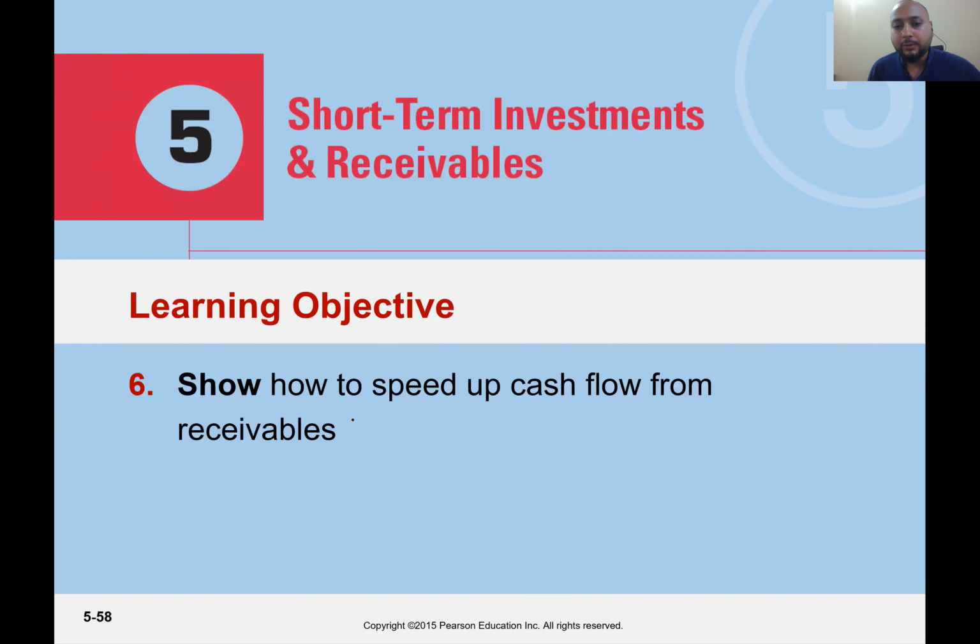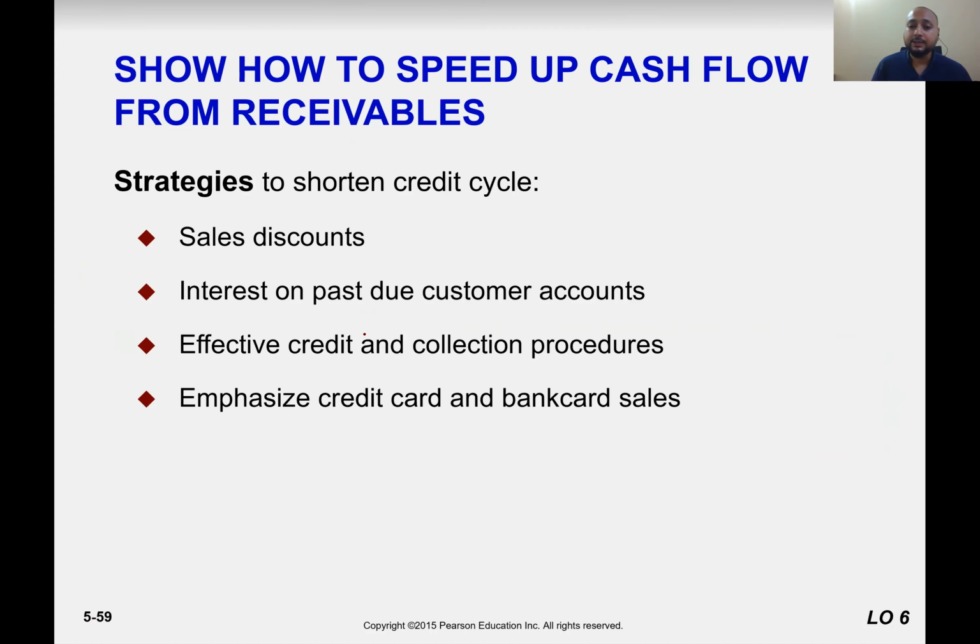So show how to speed up the cash. There are some strategies you can use to speed up the cash. You gave 30 days to customers, and normally the customer will wait 30 days to pay you, but you can also speed up receiving the cash. Number one, sales discount. You can give them a discount: if you pay within 10 days, we will give you a 2% discount, right? Interest on past due balances. If you are even 1 day late after the payment date, we will charge you interest. So people will be paying you on time.